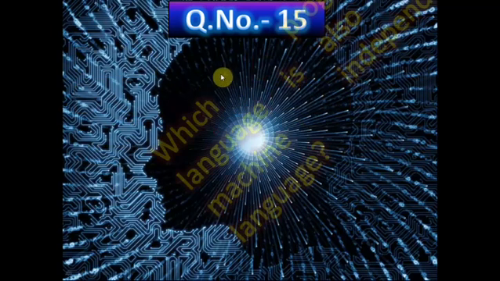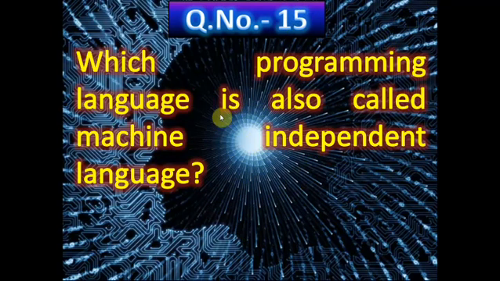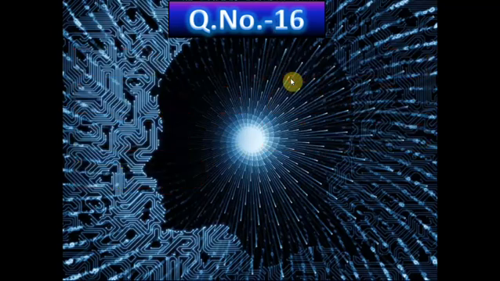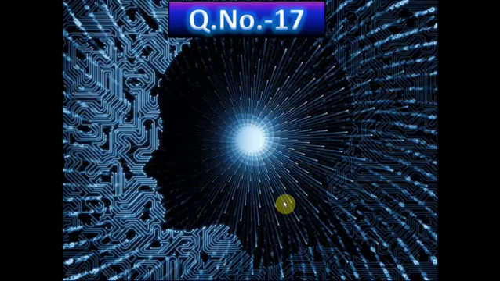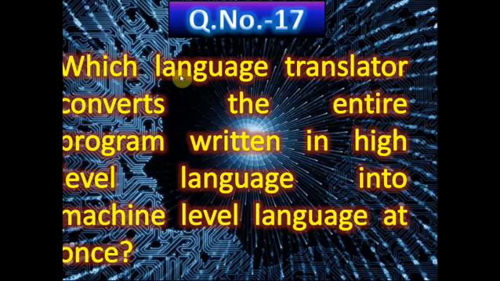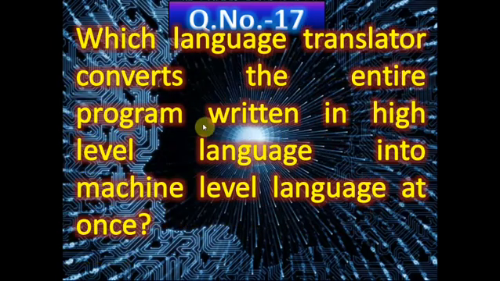Now question number 15, which programming language is also called machine independent language? Question number 16, name the programming language which is based on English alphabet and mathematical notations. Name the programming language which is based on English alphabet and mathematical notations. Now question number 17, which language translator converts the entire program written in high level language into machine level language at once? Which language translator converts the entire program written in high level language into machine level language?